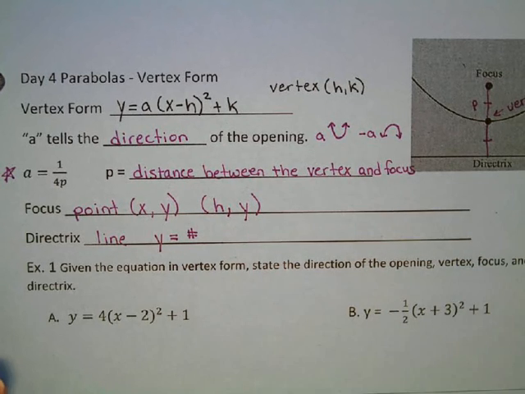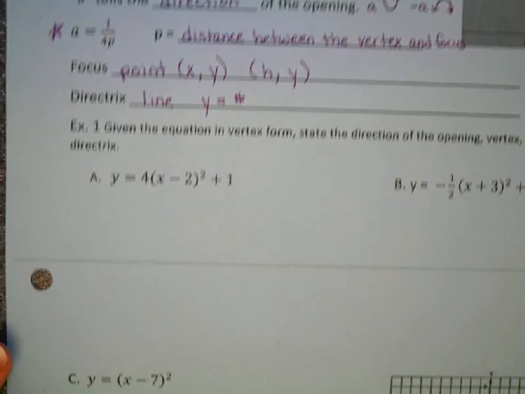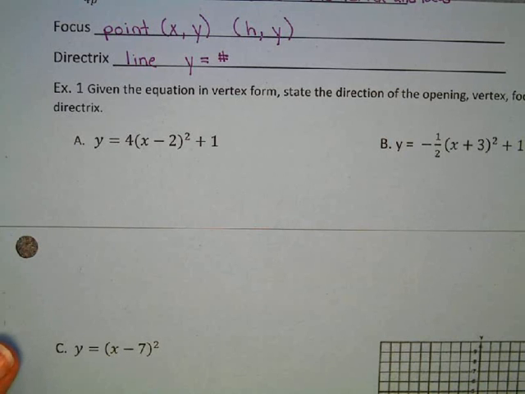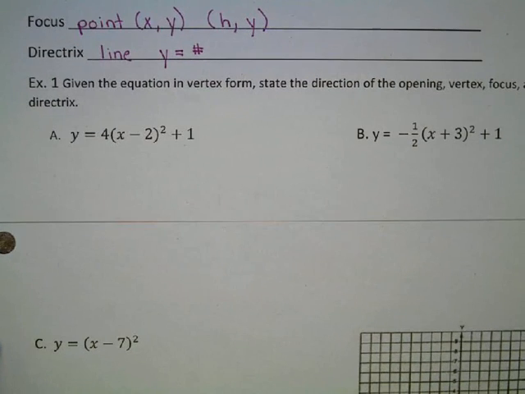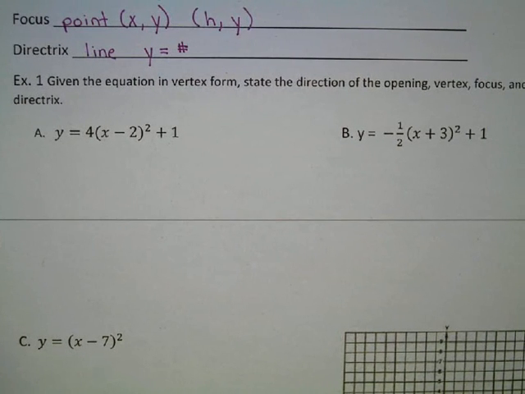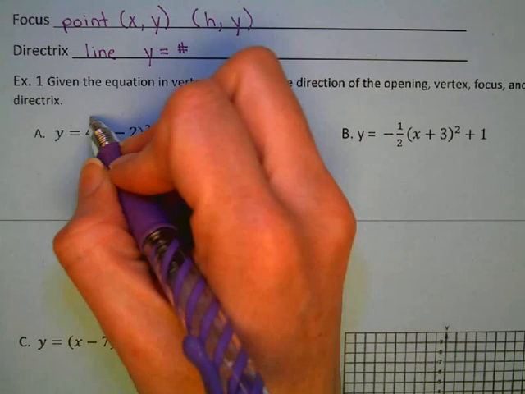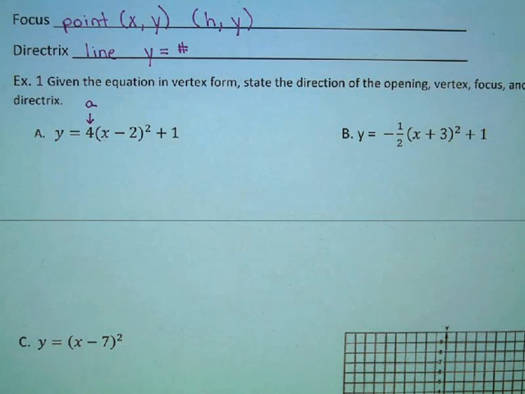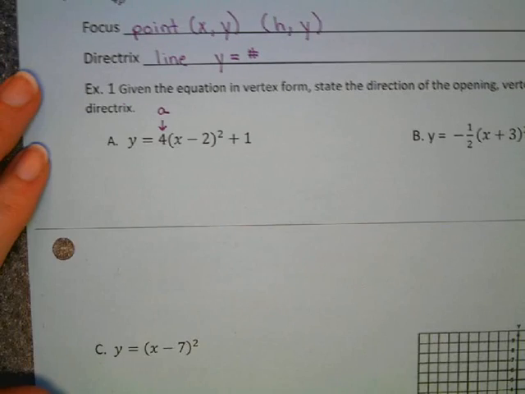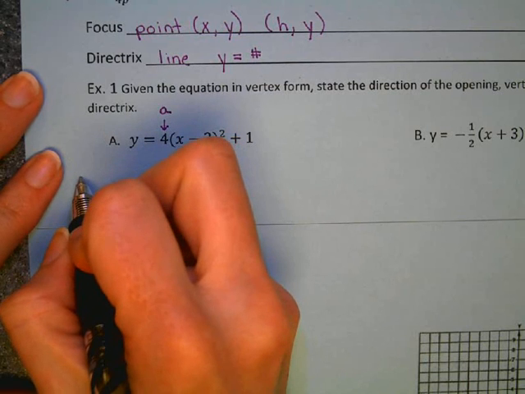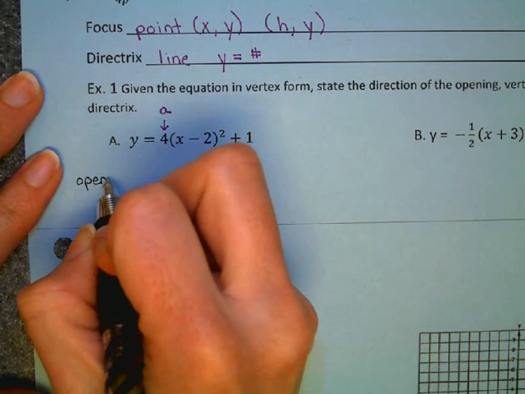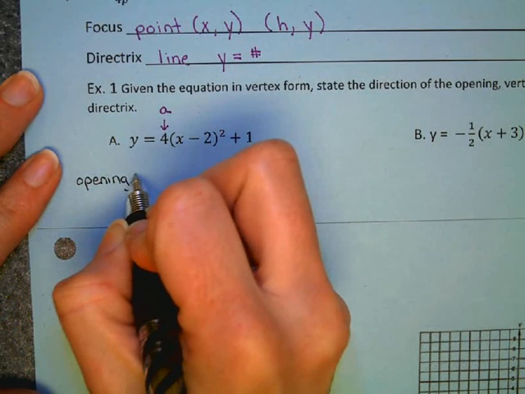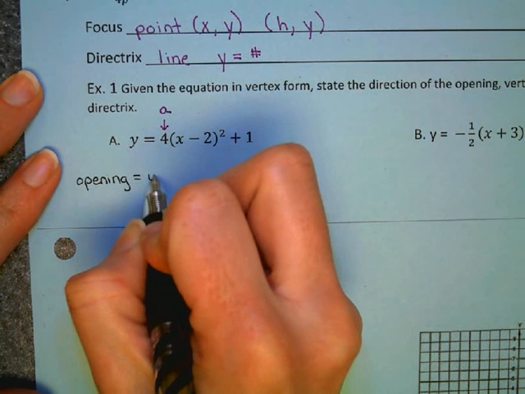So let's try some examples. You can use this graph paper at the bottom on the right if you want. I'm just going to sketch some basic graphs here. This value in front is called the a value. So a equals 4 in that. That's going to tell us our direction of the opening. So over on the side here, I'm going to say the direction of the opening is going to face up because it's a positive 4.